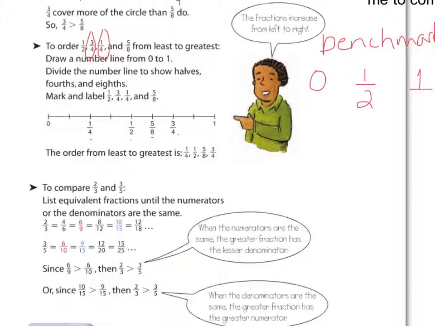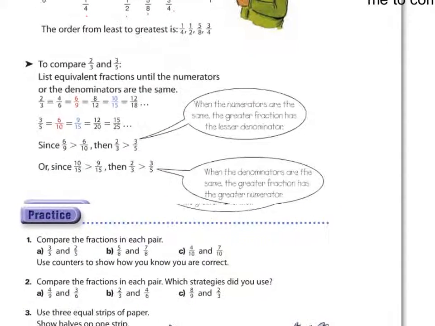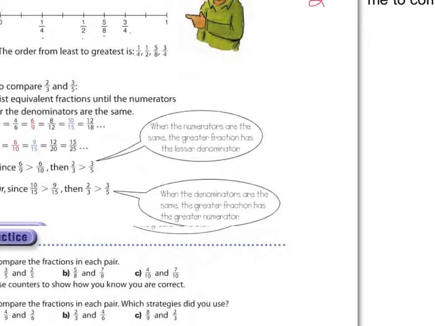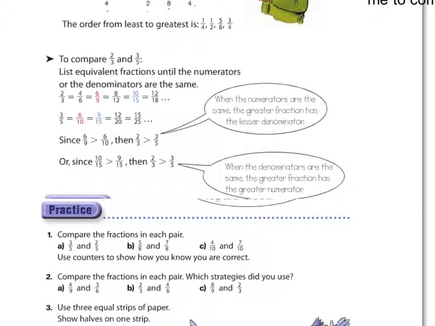And the last strategy, which works really well when there's only two fractions, is equivalent fractions. This builds on what we did last day, which is to list the equivalent fractions or find the equivalent fractions for 2/3 and 3/5.